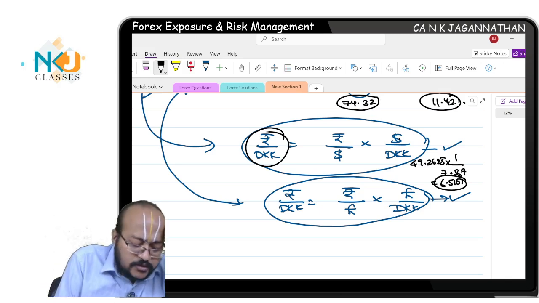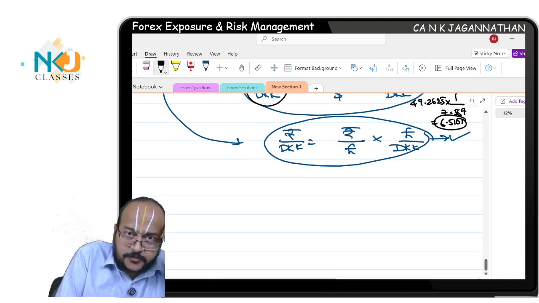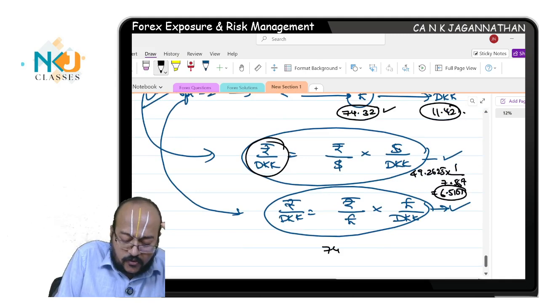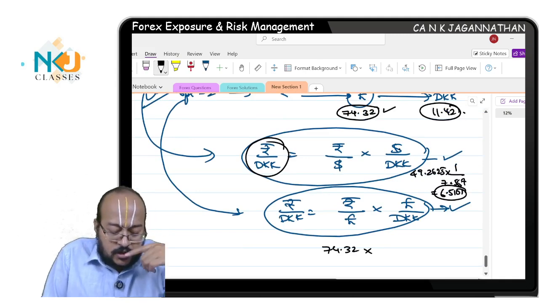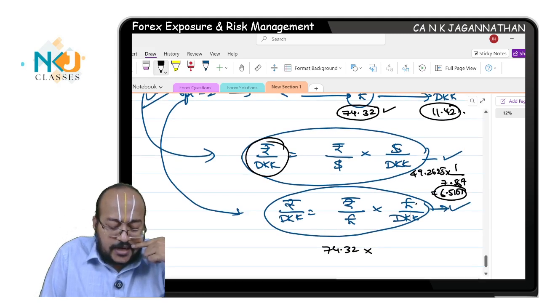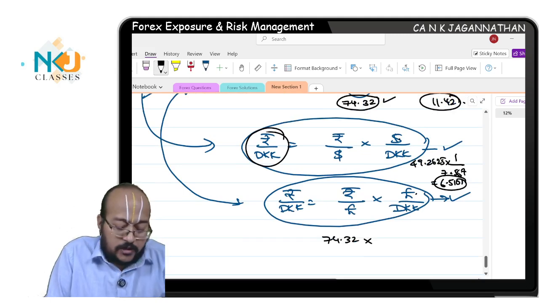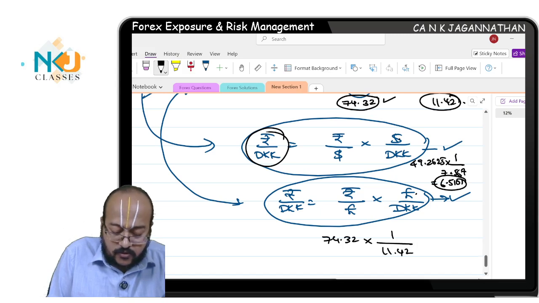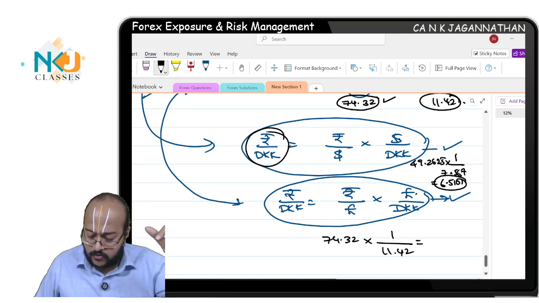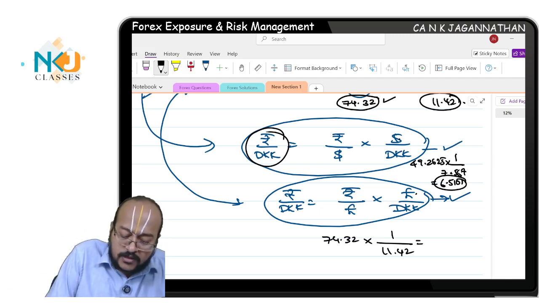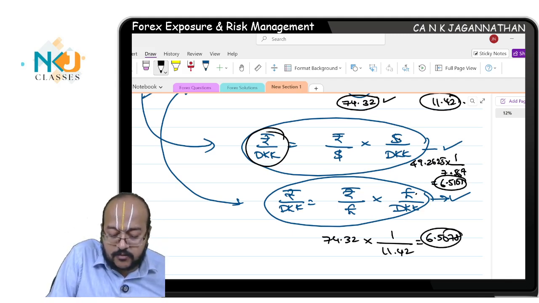Now, coming to the second option. This is as per the first option. In the second option, what will be the rate? Rupee per pound, how much will you consider? 74.32 into pound per DKK. DKK per pound is given as 11.42, so you do 1 by 11.42. Effectively, 74.32 divided by 11.42. How much is that? 6.5078. This is the number. Are you all understanding?